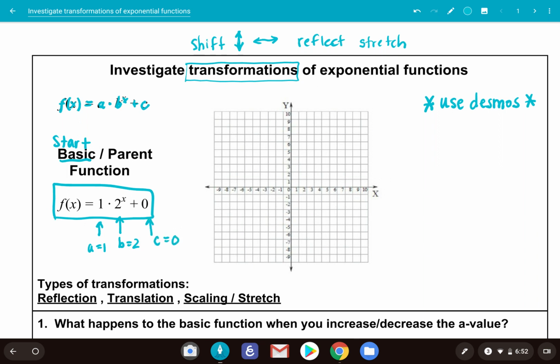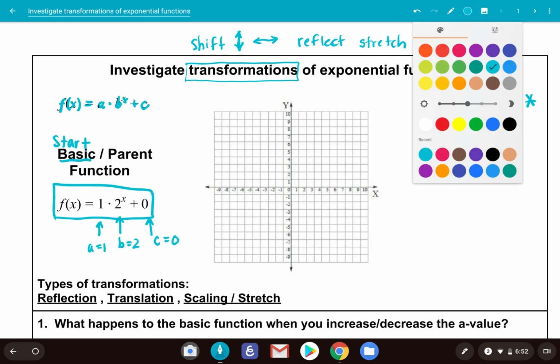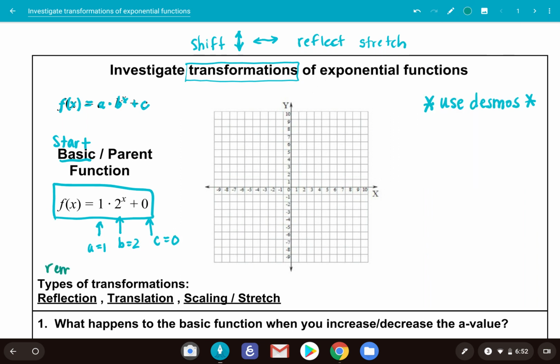And just as a reminder, A is going to be your y-intercept. B is going to be your ratio. That's the number you're multiplying by. And then C is going to be your asymptote.